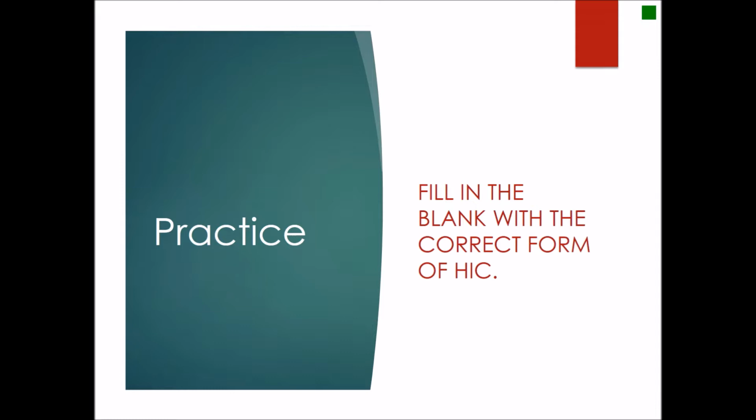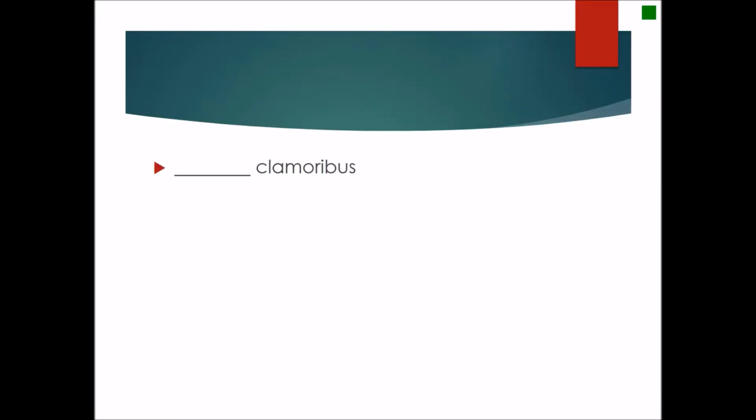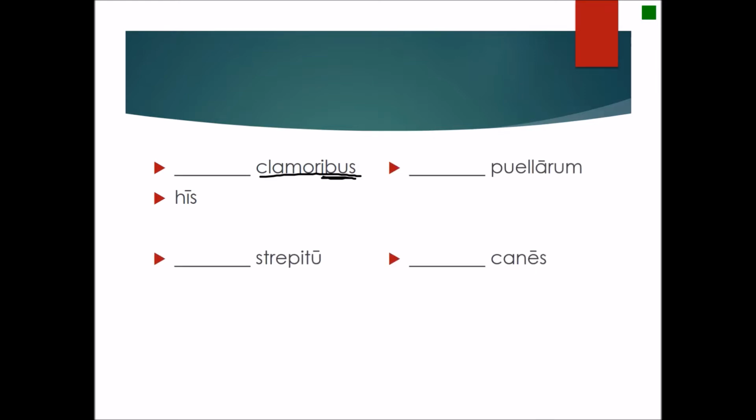You have all of the forms of hic, this, or these, and I'd like you to fill in the blank with the correct form of hic to match the noun in case, gender, and number. As an example, clamoribus is a third declension noun ending in ibus, so it's either dative or ablative plural. And the correct form that would match to say to or for these shouts would be his. Go ahead and do the remaining three and pause the video before you check your work.